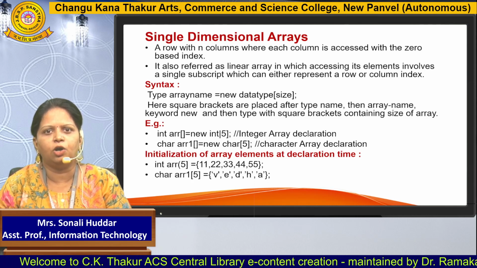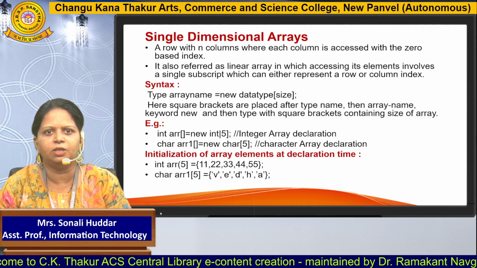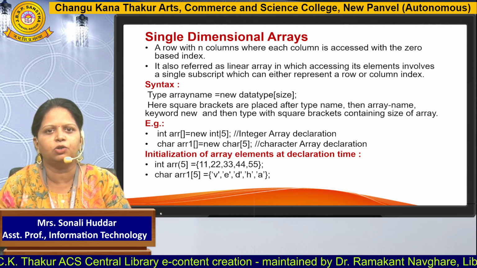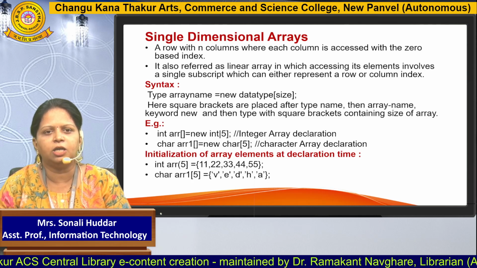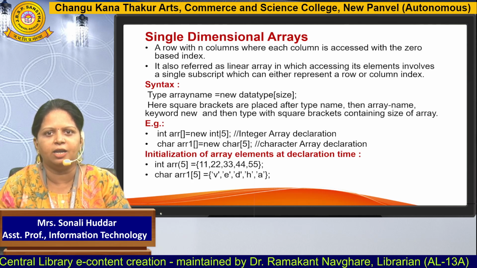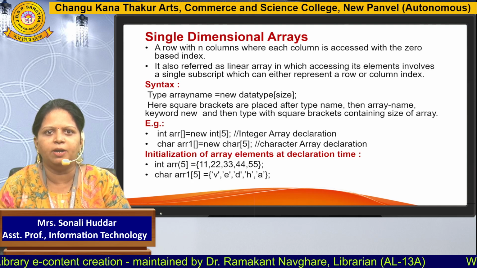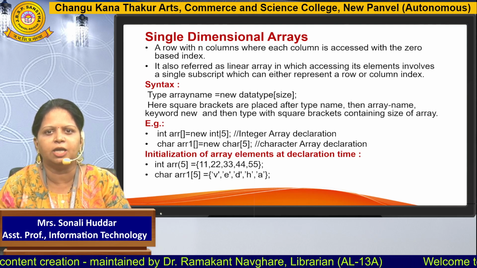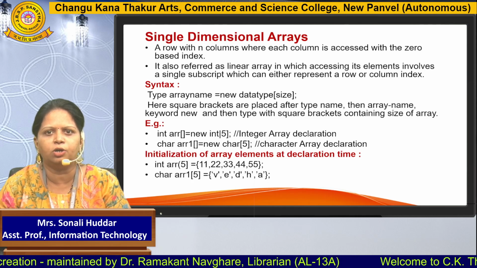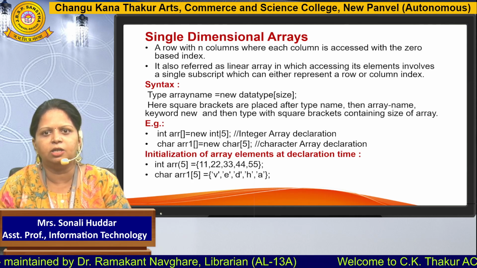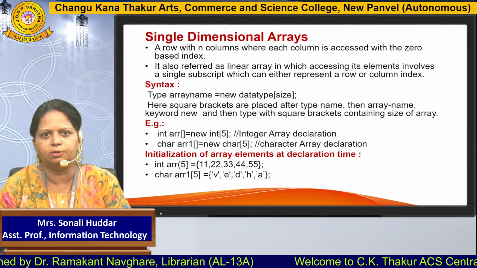A row with n columns where each column is accessed with a 0 based index is nothing but your single dimensional array. It is also referred to as a linear array, in which accessing its elements involves a single subscript which can either represent a row or a column index. So either you can use row or column here.